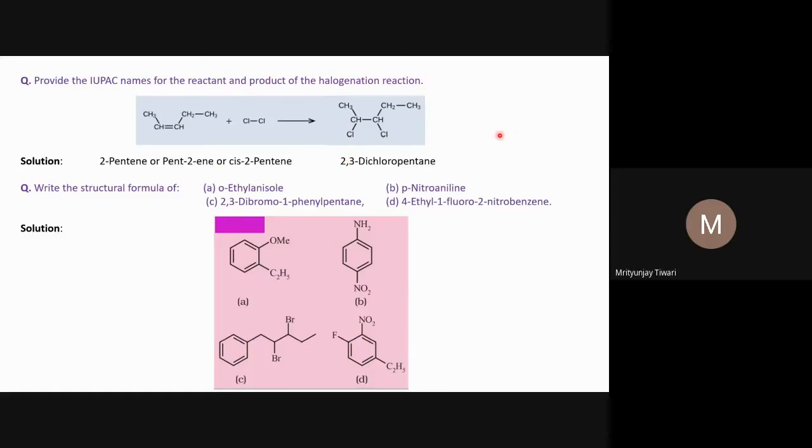So questions may be asked in this way as well. This is the reaction that is given. This is a halogenation reaction, as already written. It means the halogen will be added to the double bond. Ation means addition, and halogen is given. So this is Cl-Cl, this is the chlorination. So this double bond is here: CH3, CH double bond CH, CH2, CH3.